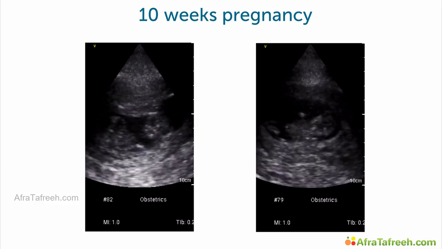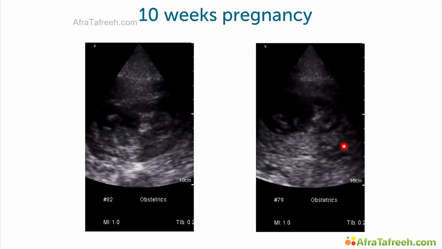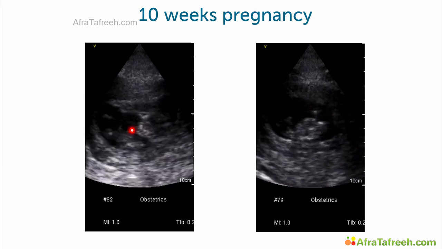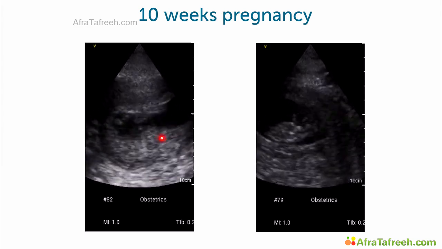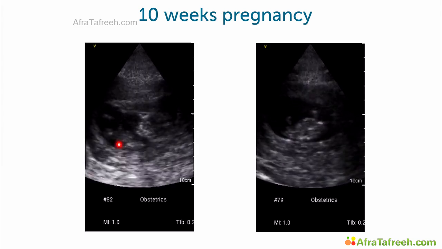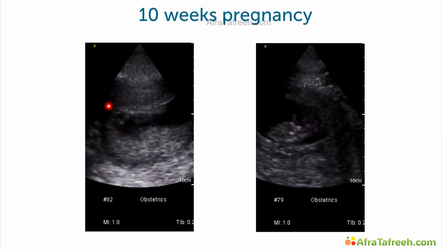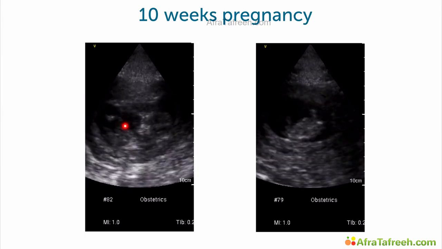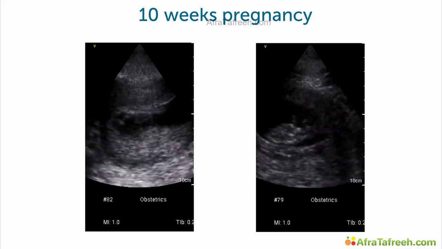On the right side, we actually see the baby jumping around. We see very clearly here the head of the baby, which we can follow by the spine and the beginning of feet and arms. What's very important for us to know when we visualize an early pregnancy is to see how old this baby is.